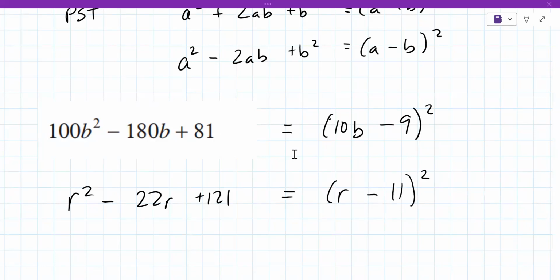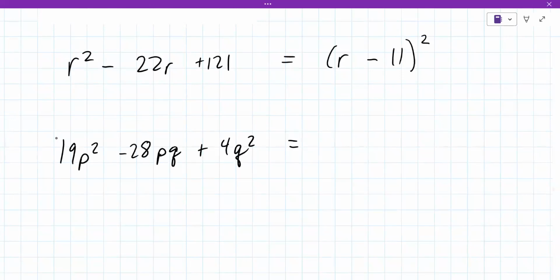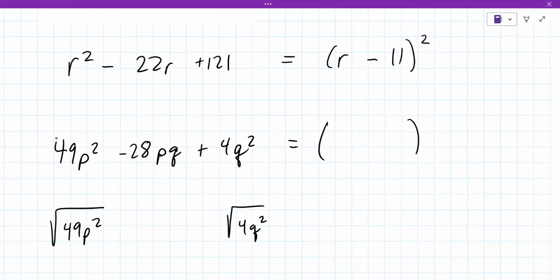All right, now the last type of problem you might see is where they introduce two variables. So 49p squared minus 28pq plus 4q squared. But it's the exact same process. You take the square root of the first one and the square root of the last one. And that's what tells you what goes in parentheses. Okay. Yeah, that makes sense. So can you try this one for me, please, and let me know what you come up with?